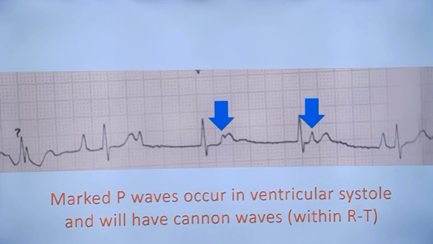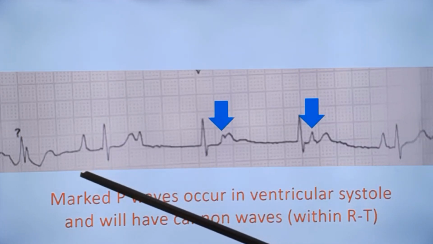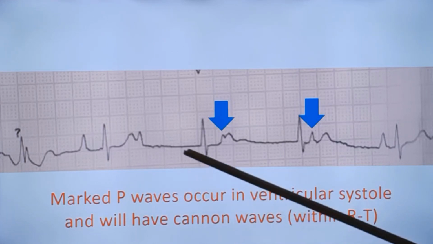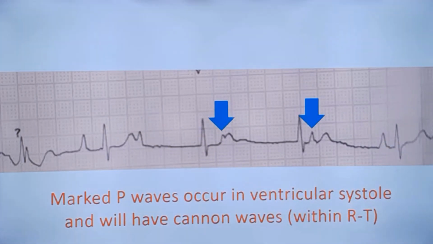But please remember that even though the classical situation for a cannon wave is complete heart block, the most common cause of a cannon wave is not complete heart block, rather it is due to ventricular ectopy. Suppose a ventricular ectopy occurs in this region so that P wave and the ventricular systole are simultaneous, then it will cause cannon waves. Ventricular ectopics being much more common than complete heart block in the general population, you are more likely to see cannon waves due to ventricular ectopics than complete heart block.